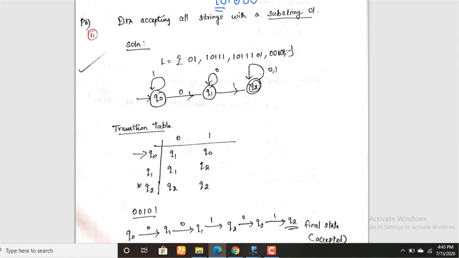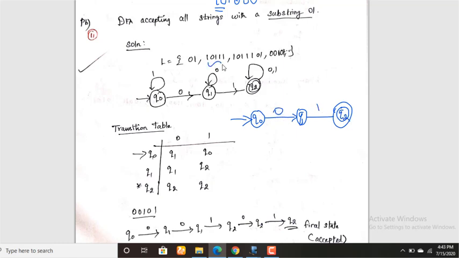Next, construct a DFA which accepts all strings with the substring 0 1. What is the basic skeleton model? Starting with the starting state q naught, on receiving 0 it goes to q1, on receiving 1 it moves to the final state. So 0 1.